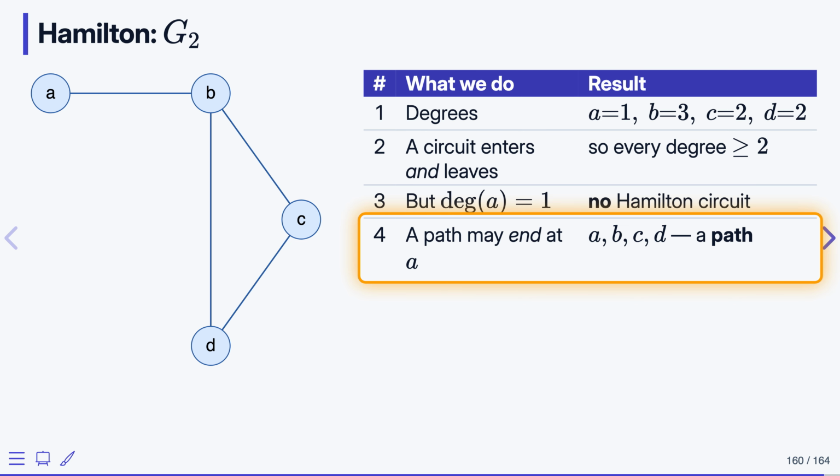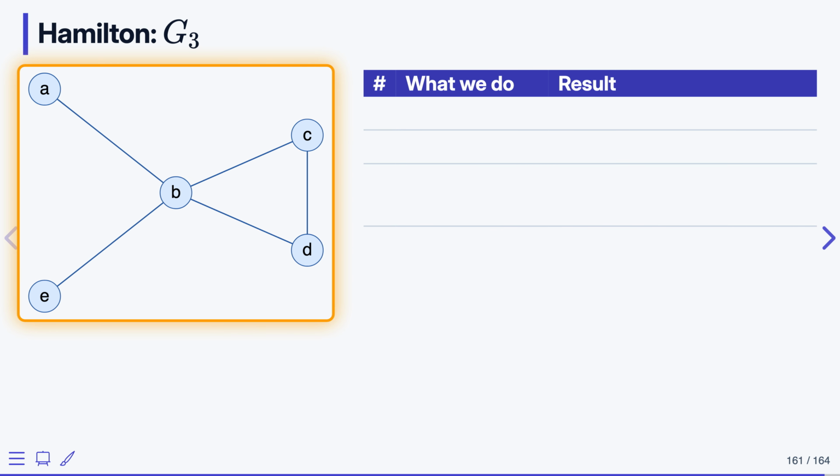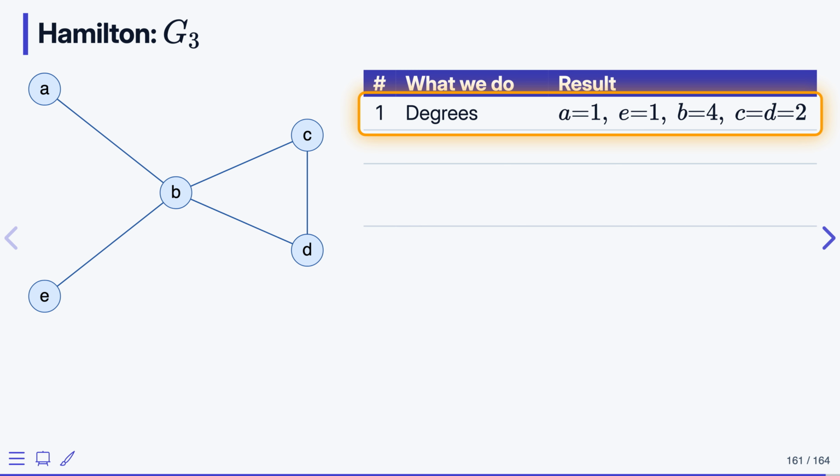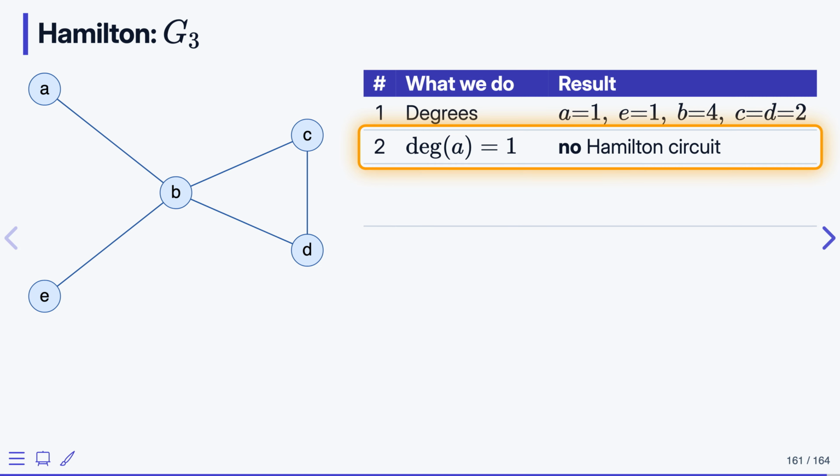Now the third graph, where both answers are no, and we can say exactly why. Step 1, the degrees. Vertex A has one edge, to B. Vertex E has one edge, also to B. Vertex B has 4. Vertices C and D have 2 each. Step 2. A vertex of degree 1 cannot lie on any circuit because a circuit must both enter and leave, so there is no Hamilton circuit.